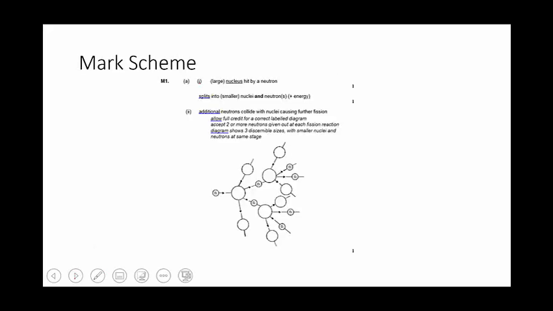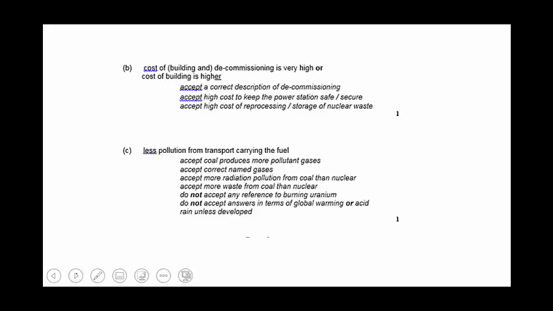So for question 1AI, a nucleus, not an atom, a nucleus is hit by a neutron and that splits it into smaller nuclei and neutrons. Then for part II, you needed to show a diagram with the neutrons being produced by the fission going on to cause more fission, and you need to show or label the daughter nuclei and the neutrons in that. So the daughter nuclei are smaller than the original one.